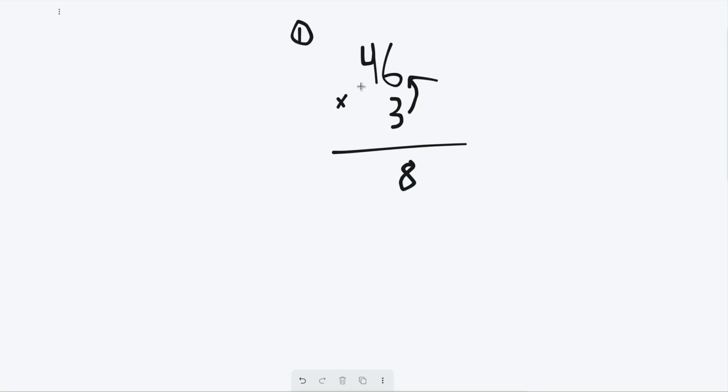Now let's see if you guys can do this one by yourselves. 46 times 3. Feel free to pause the video. Okay, so 3 times 6 is 18. So we'll write the 8, but we'll leave the 1 because 6 is not the last number. We still have to do the 4. So we'll put the 1 here. 3 times 4 is 12. And then what's 12 plus 1? 13. So 13. Yep, so the answer is 138.